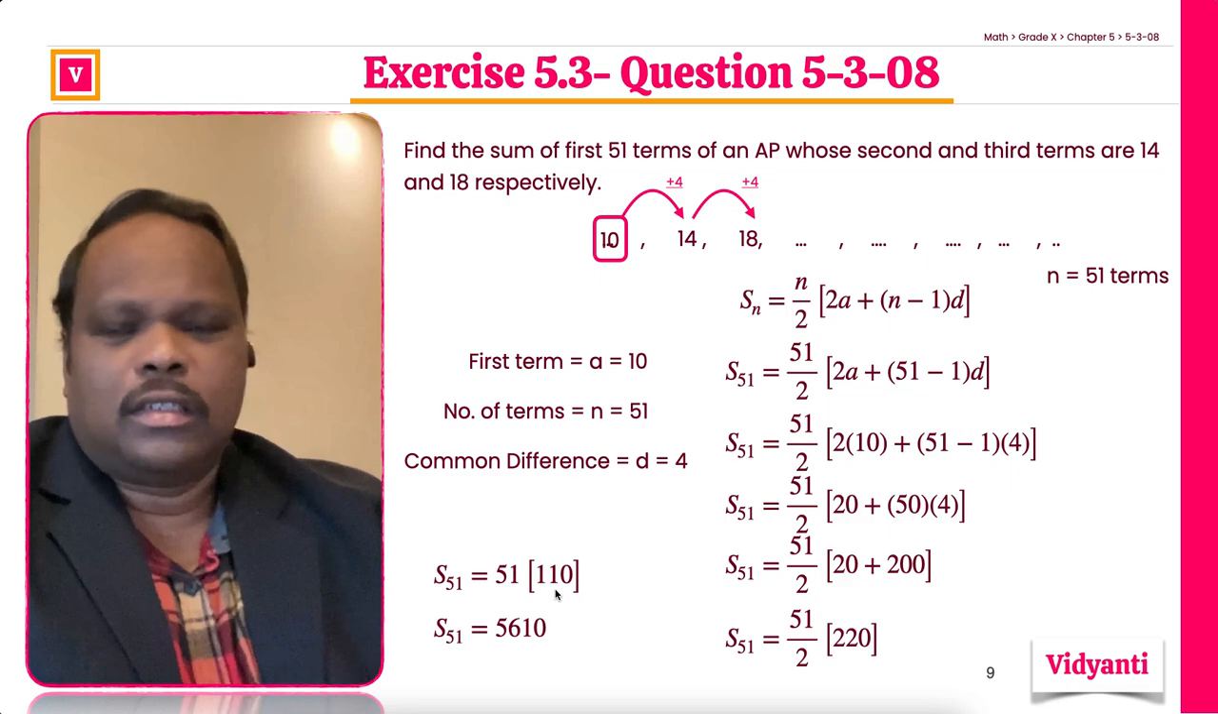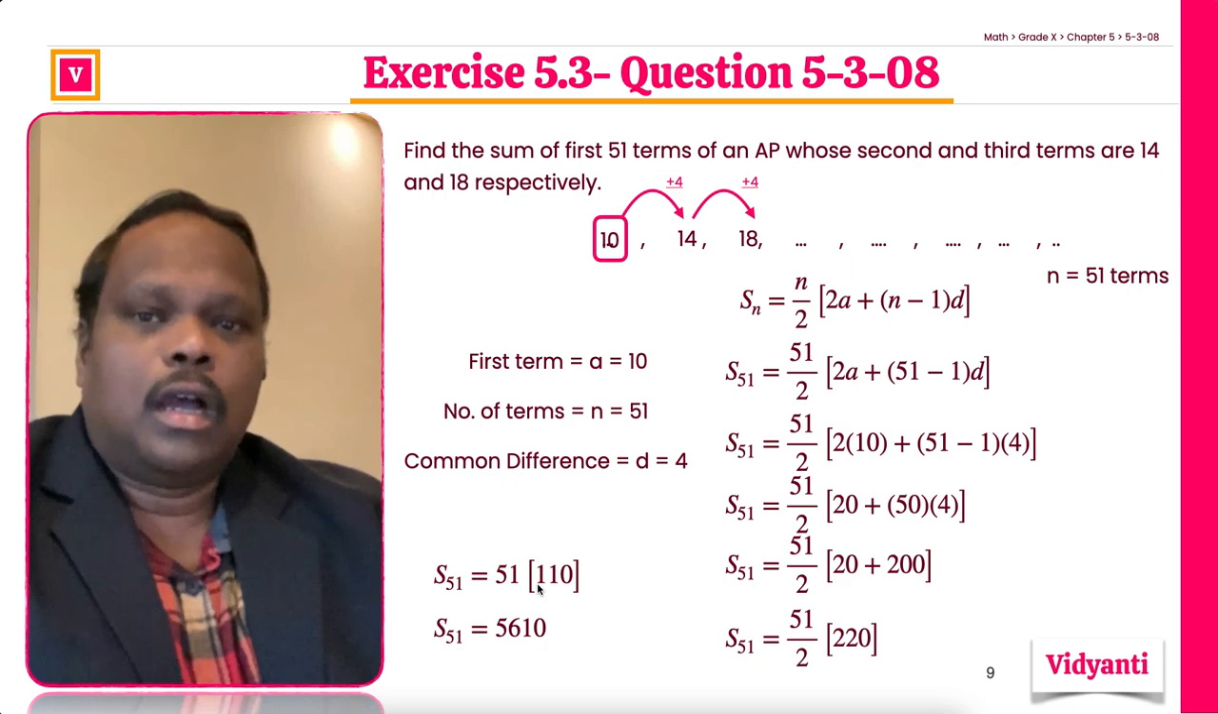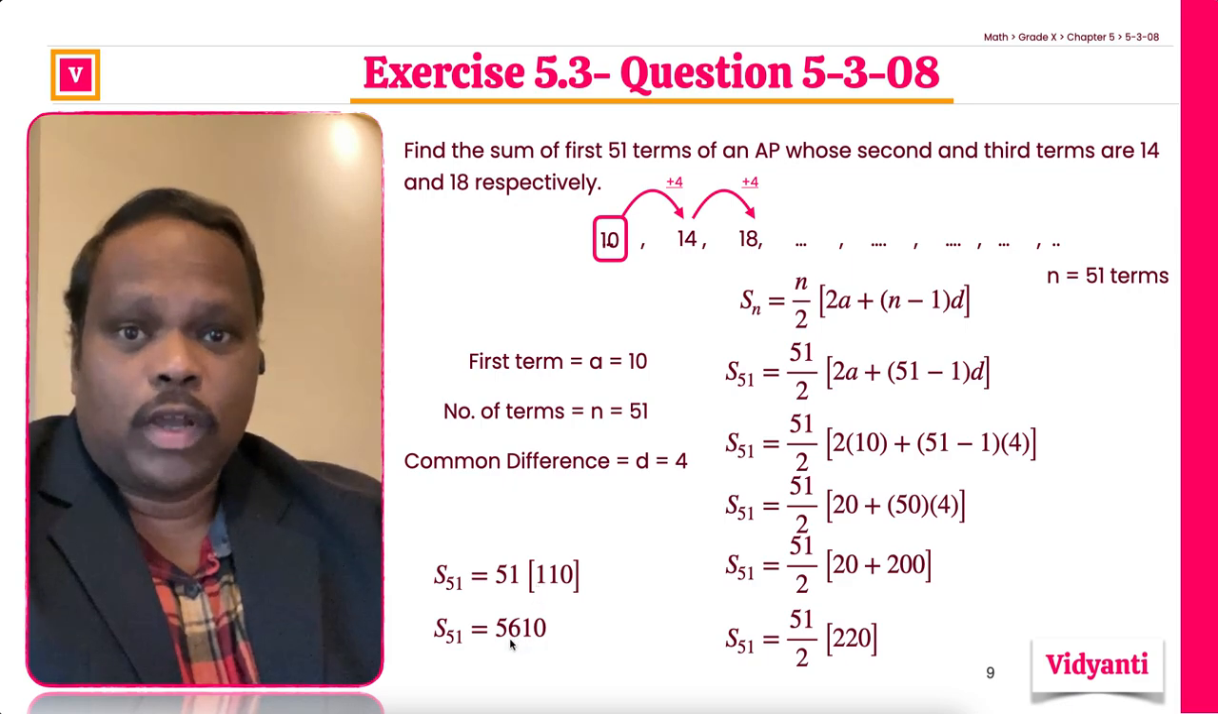And finally, some people may make mistakes in manual multiplication of 51 times 110, but that's comparatively rare. So our final answer is going to be 5610.